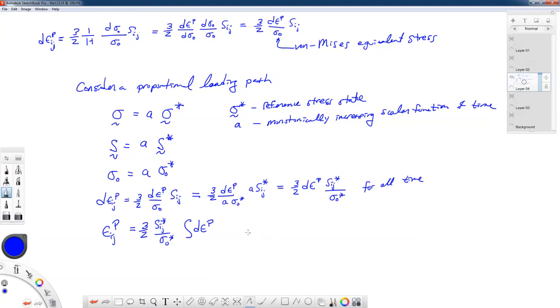Typically this is written this way, Sij over sigma naught times epsilon p. And for the J2 theory, these are known as the Hencky equations. This epsilon p can be read directly from a stress plastic strain curve.